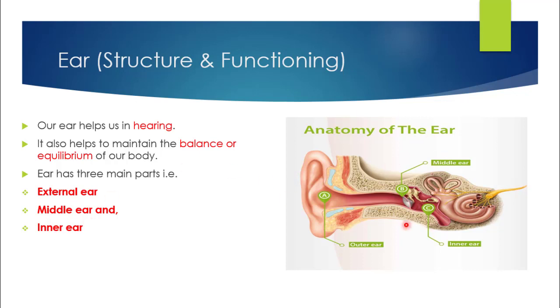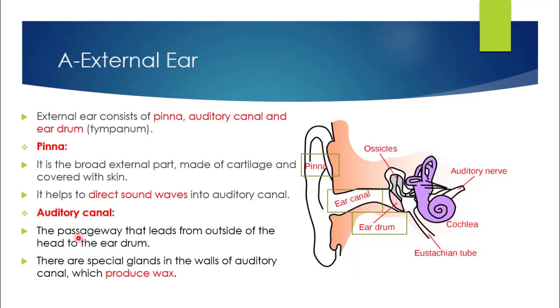Here is the picture of the ear, in which you can see the first part, outer ear or external ear. Here is the second part, which is called middle ear, and this portion is called inner ear. So these are the three main parts of the ear: external ear, middle ear and inner ear. First of all, we are going to discuss the external ear. The external ear consists of three important parts, that is pinna, auditory canal and eardrum, which is also called tympanum. Here is the picture of the external ear or outer ear.